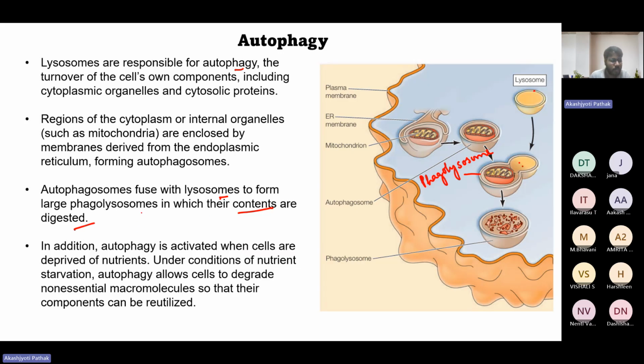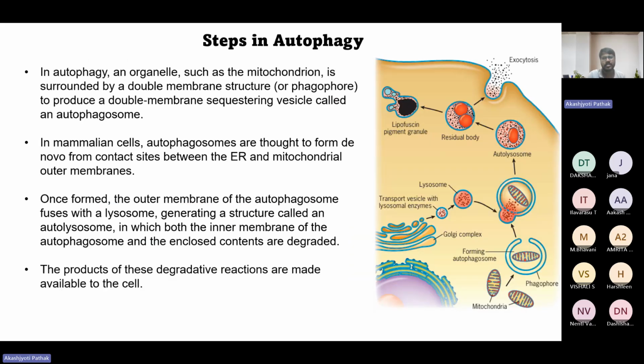Now, another reason, when does autophagy take place? When a person is on starvation or in starving cells, because in starvation the cell is running out of the metabolic energy substrates, the protein and the carbohydrate. So what happens is autophagy can take place, and then the protein and the carbohydrate can be supplied to the cells. Okay, so it also gets activated when the cells are deprived of nutrients. So under conditions of nutrient starvation, autophagy allows cells to degrade the non-essential macromolecules so that their components can be reutilized. So once this mitochondria is degraded, the components making up this mitochondria can be reutilized, isn't it? That is autophagy.